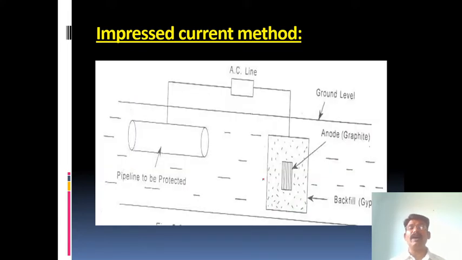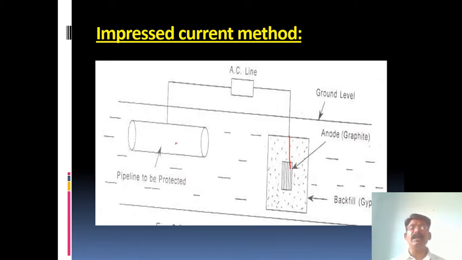The underground pipe is connected to the AC line, and the AC line is connected to one backfill, meaning anodic graphite. It is connected to one anodic graphite. So this is surrounded by the gypsum. This is the graphite. This is completely graphite, connected to the graphite.